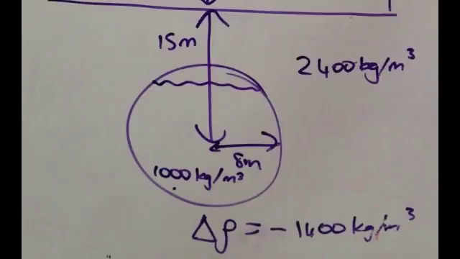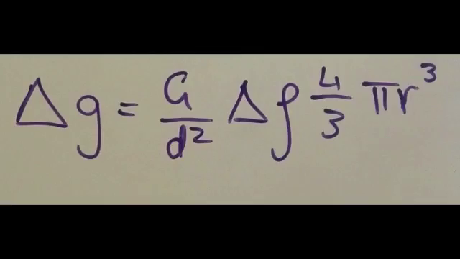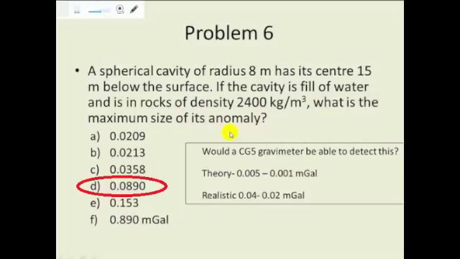Okay, so what is G at the surface here, at this point? What is G? I was using the equation, change in G is equal to G over D squared times the change in density, times 4 over 3 pi r cubed. And make sure your answer is in milligauss.